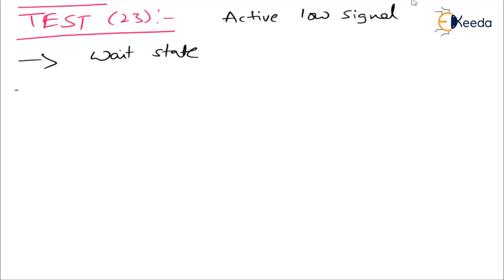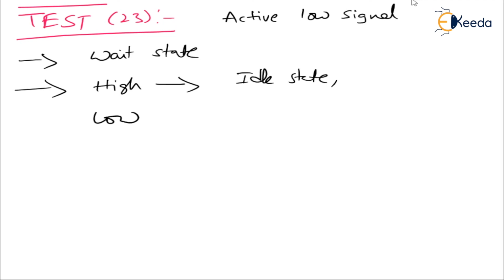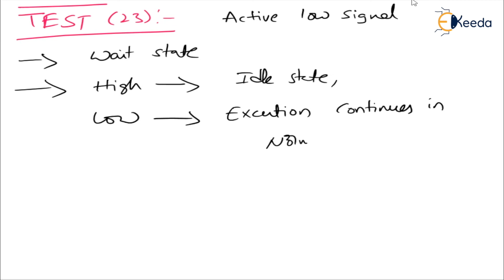That means when the signal is high, the processor has to wait for the idle state. So low means execution continues in the normal way. When this test signal is high, the processor has to wait for the idle state. When it is low, it continues with normal execution.